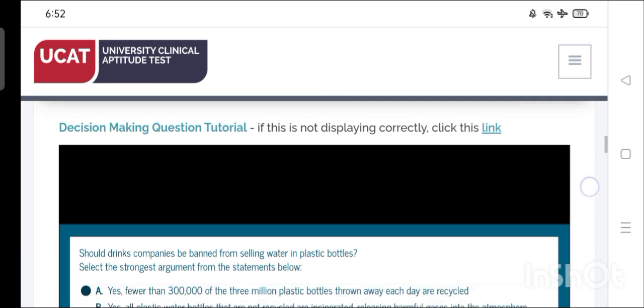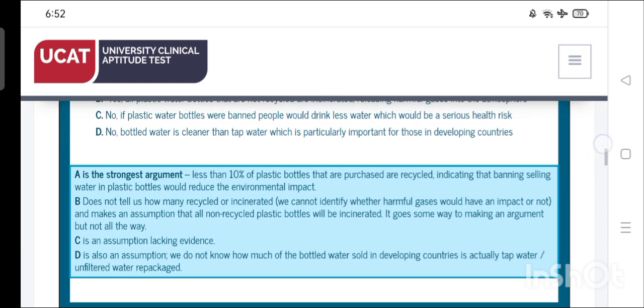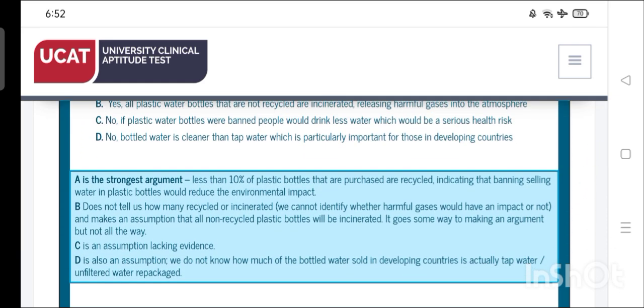So here the correct option is A. Option A is the strongest argument. Less than 10% of plastic bottles that are purchased are recycled, indicating that banning the selling of water in plastic bottles would reduce the environmental impact.